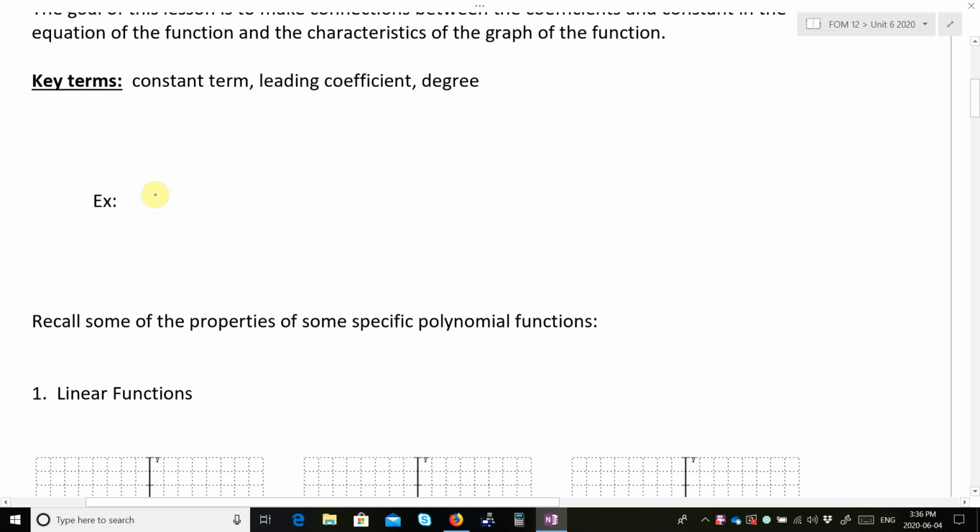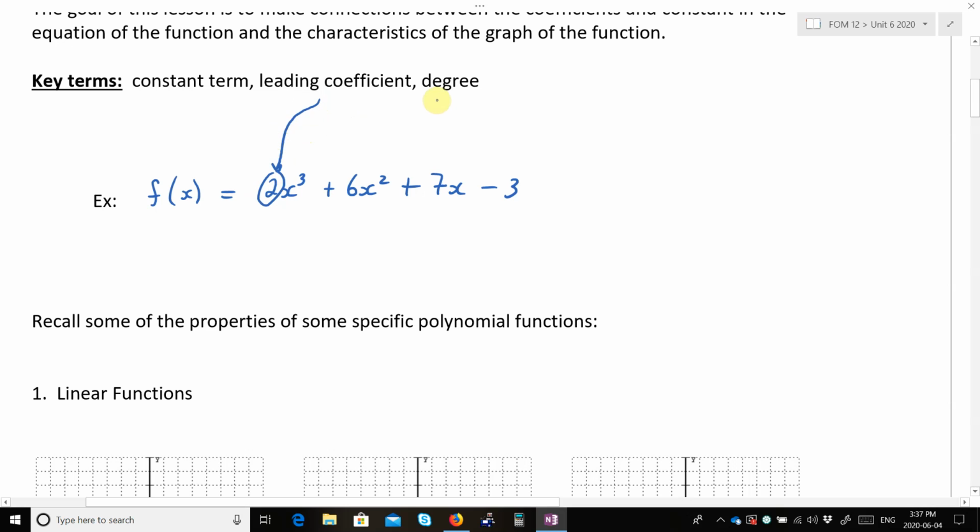As an example, let's say we have a polynomial function like this: 2x cubed plus 6x squared plus 7x minus 3. We put them in order like that, from the highest power of x to the lowest power of x. When you do that, the leading coefficient is the number in front of the highest power of x.